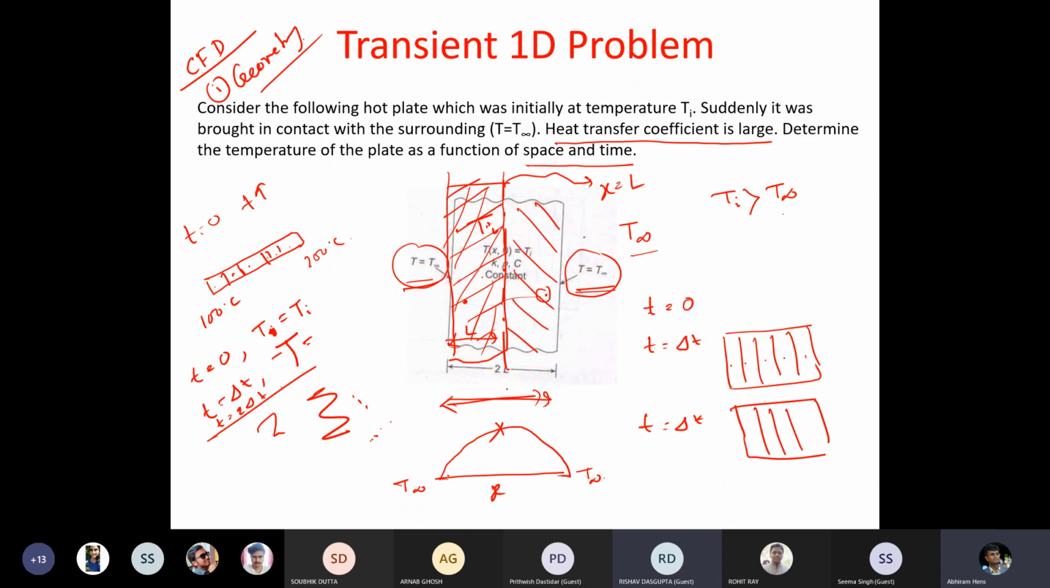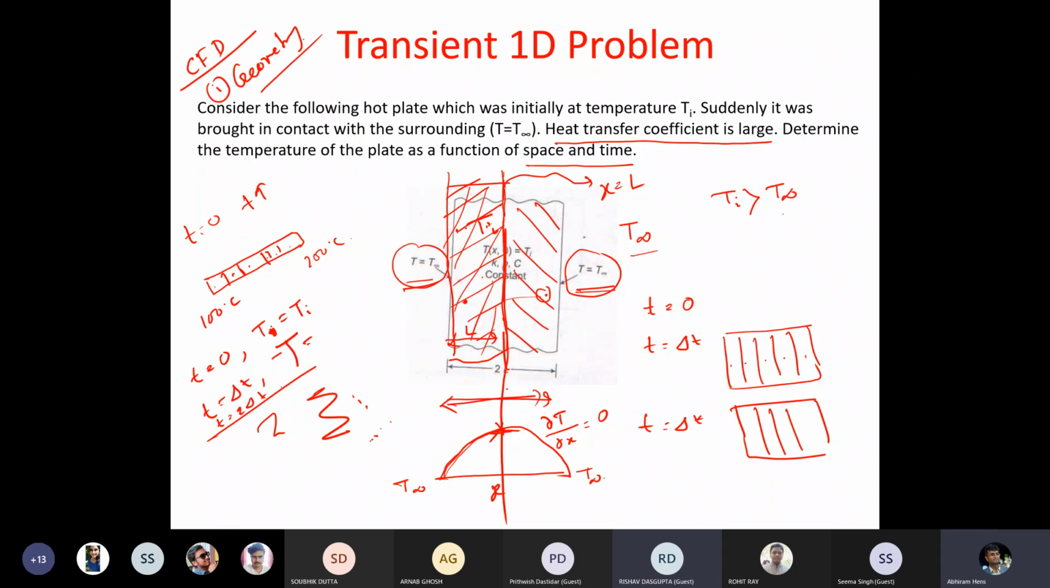So it will pass through a maxima at the central line. Okay, so at the central line there will be a maxima, right? So this kind of profile. I will get a profile like this since the inside temperature is high. Now at the maxima, what will happen? Delta T by delta X will be equal to 0. The gradient of the temperature will be 0, right?